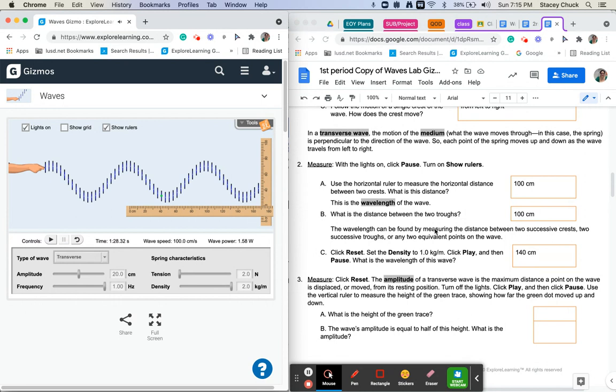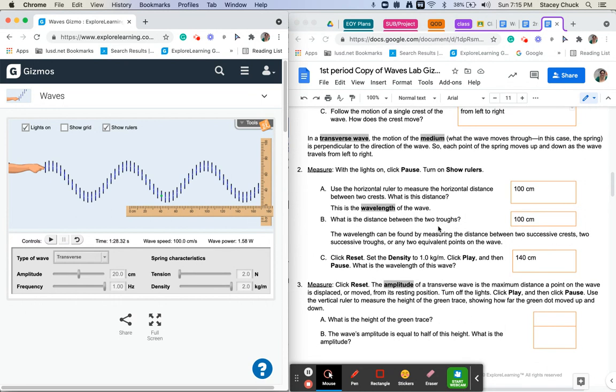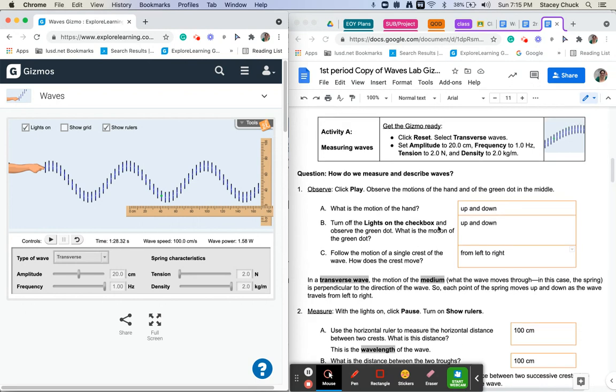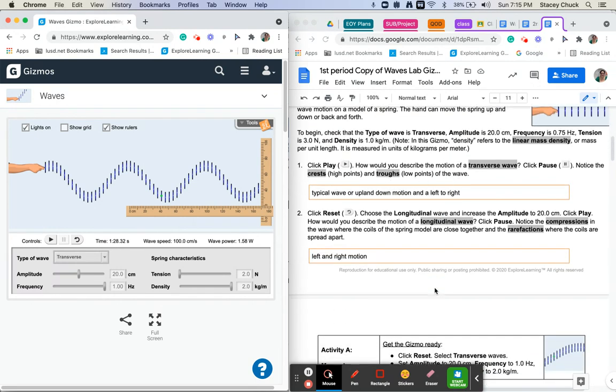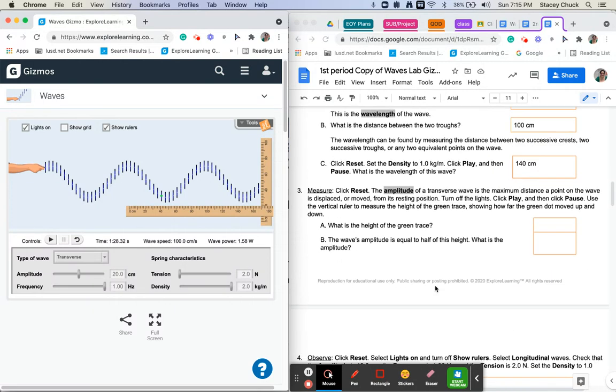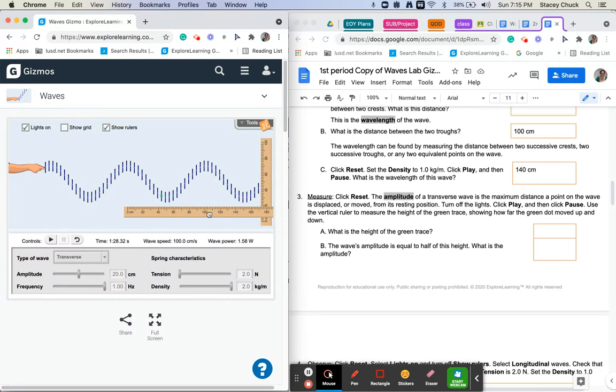Then it says, what is the distance between the two troughs? Once again, if we don't remember that term, scroll up. Trough is the low point of the wave. So we're going to measure from low point to low point. Using the same ruler, I'm going to drag it over till I can hit the middle there, and I'm getting 100 again. So the distance between two troughs is 100 centimeters.